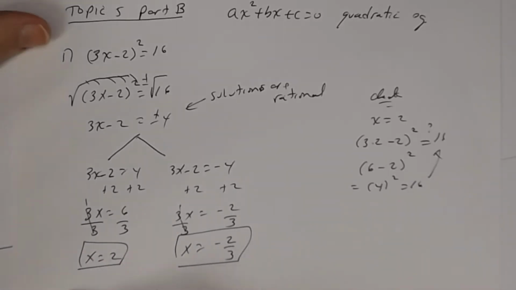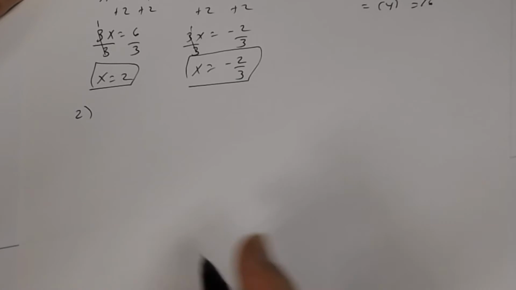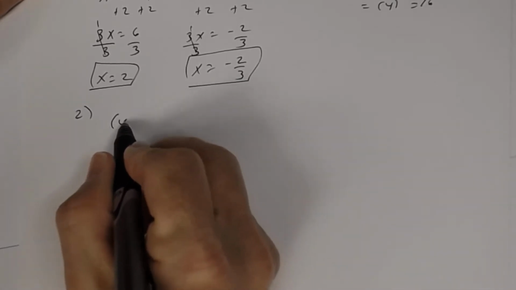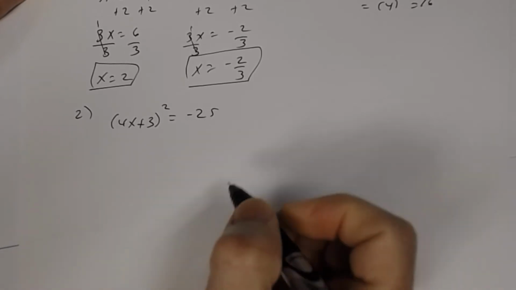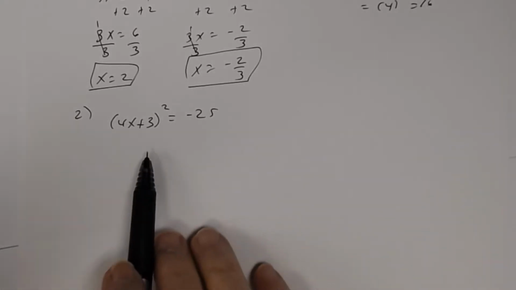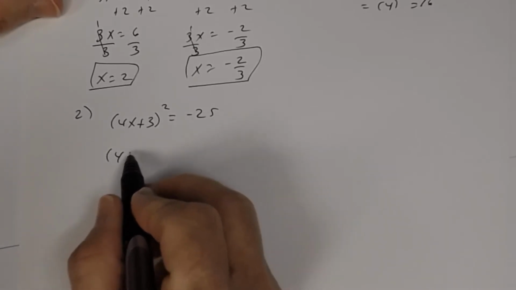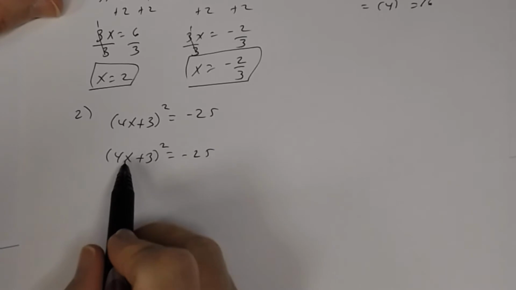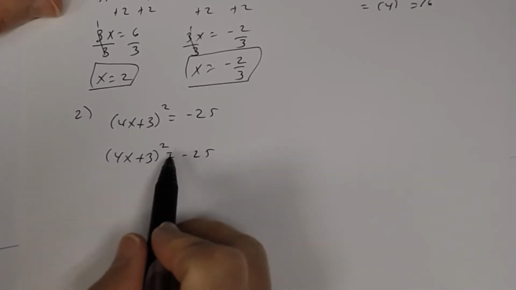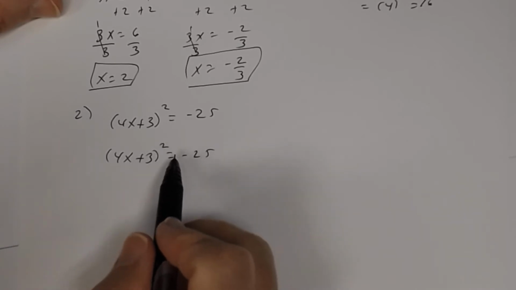Number 2, we have this. So number 2, we have (4x plus 3) squared equal a negative 25. All right, so (4x plus 3) squared equal a negative 25. Now, let me go ahead and rewrite this over. So (4x plus 3) squared equal negative 25. And remember, we're trying to solve for x. Well, this quadratic equation is of that particular form, so we have some expression squared equal a number.